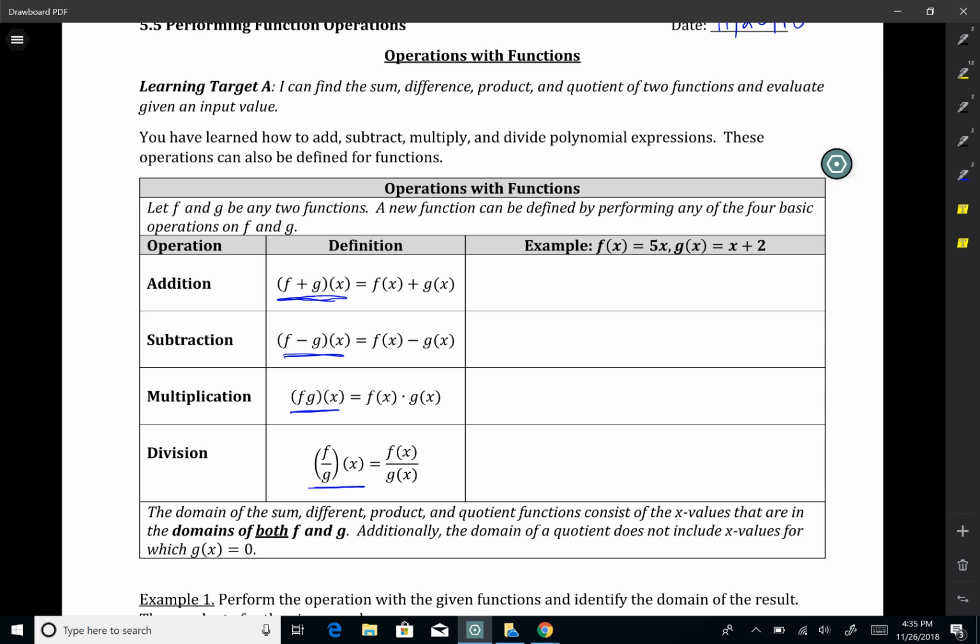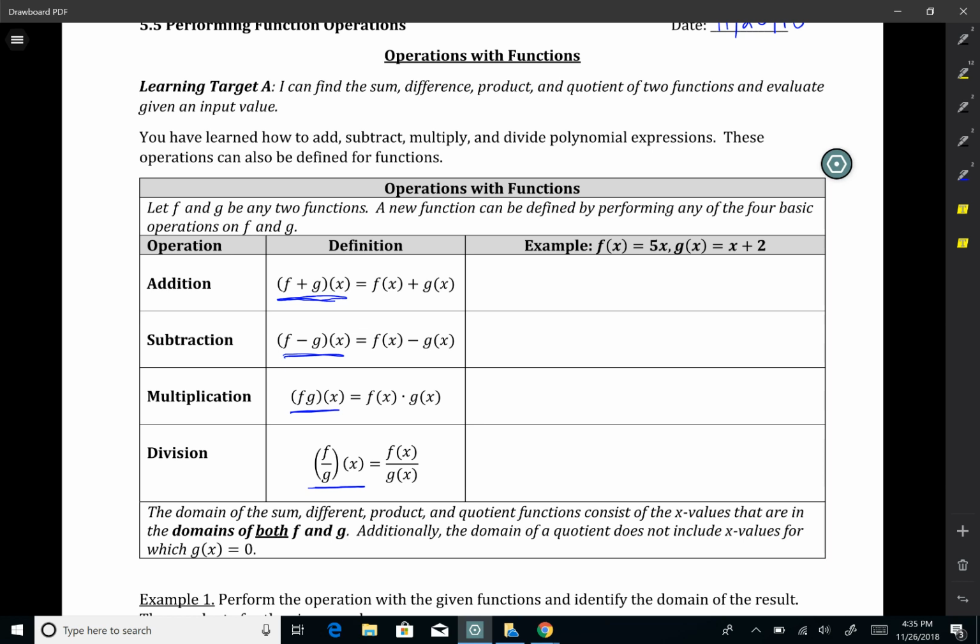So in the column to the right, we have two functions, f of x equals 5x and g of x equals x plus 2. We're going to do these function operations with these two functions. Before we start, we are going to identify the domain of every result that we do. So down in the bottom in the italics, it says the domain of the sum, that should say difference, product, and quotient functions consists of the x values that are in the domains of both f and g.